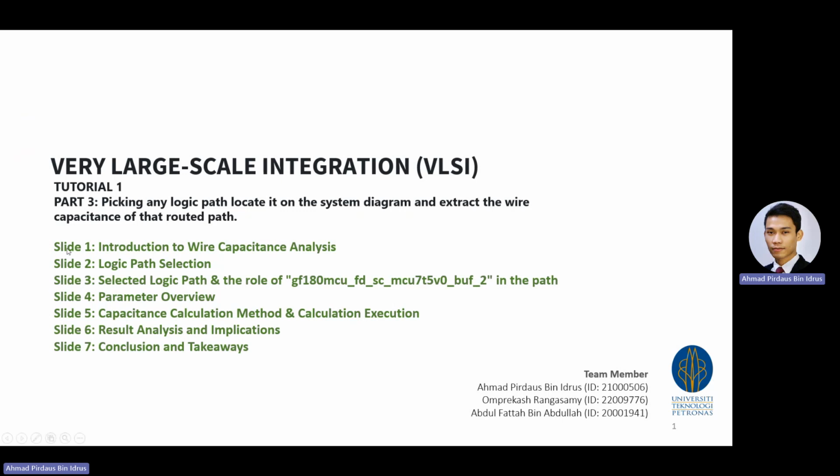Slide number 1 is the introduction to the wire capacitance analysis. Slide number 2 is the logic path selection. Slide number 3, the selected logic path and the role of the GF180 MCU. Slide number 4 is the parameter overview. Slide number 5 contains the capacitance calculation method and the calculation execution. And then slide number 6 is the result analysis and the implications. And then the last slide, slide number 7, is the conclusions and the takeaways.